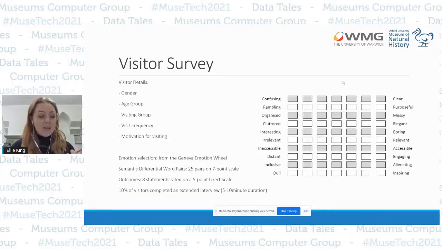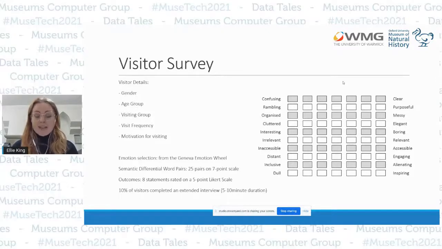And then they select an emotion that they've felt most strongly from a standard set of emotions from the Geneva Emotion Wheel. They then fill in this box on the right with 25 word pair scales, which are essentially assessing a variety of qualities of an exhibition. And there's a sense of a positive quality and a more negative quality. There's a 7-point scale, which means that if a visitor feels strongly towards one of the words, they tick on a more outside box. If they feel a bit more indifferent about it, they'll tick towards the middle.